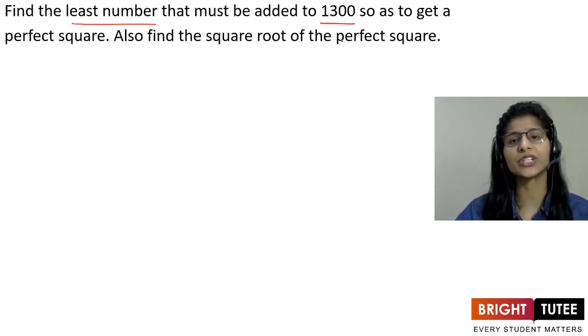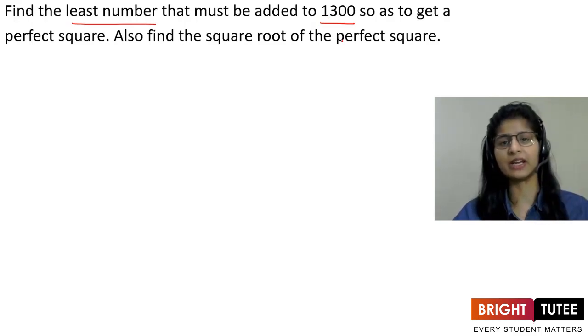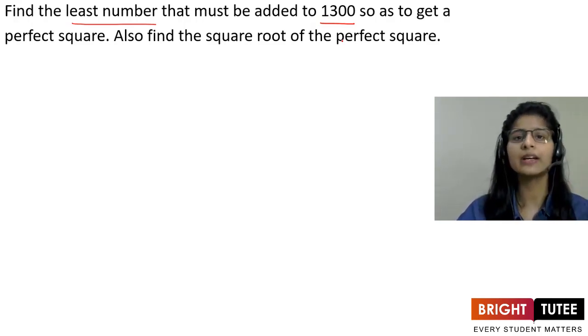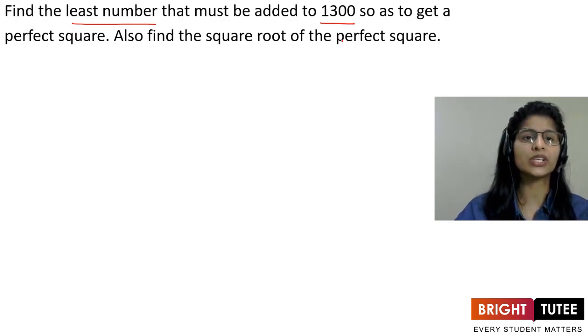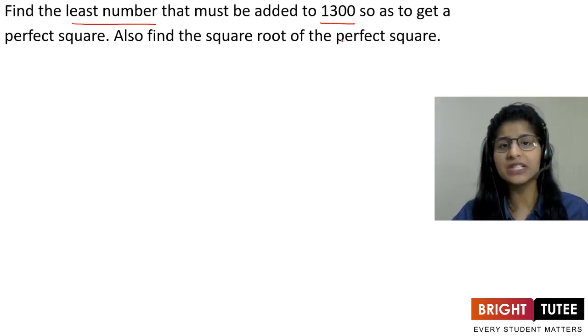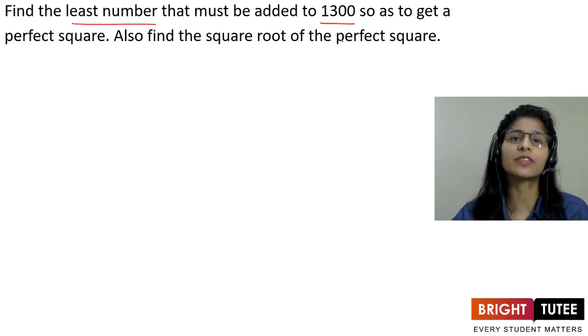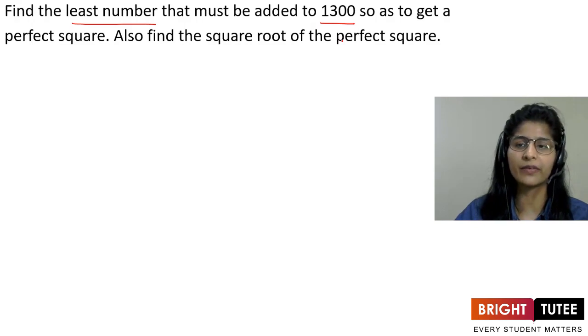Now we have done questions of subtraction, where whatever the remainder we were getting, we were subtracting from our dividend which is given to us. Okay, now here the question is what should be added. Added means it should be a number greater than 1300. That means we can't subtract the remainder from 1300 now, right? We have to add something into it, and what is to be added? That procedure I am going to tell you, so that you get a perfect square and also find the square root of the perfect square.